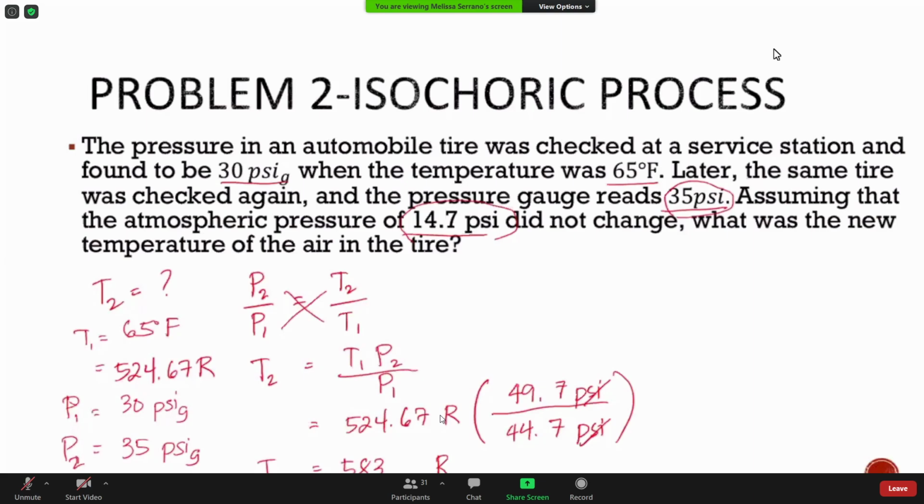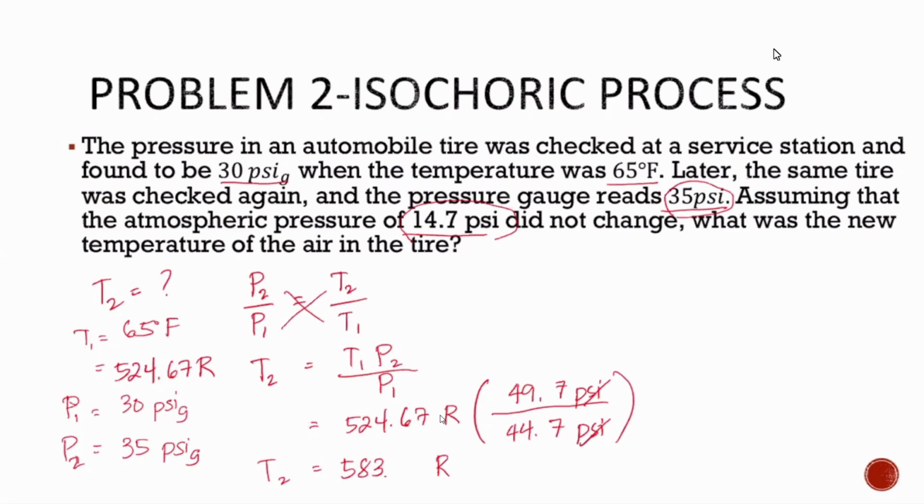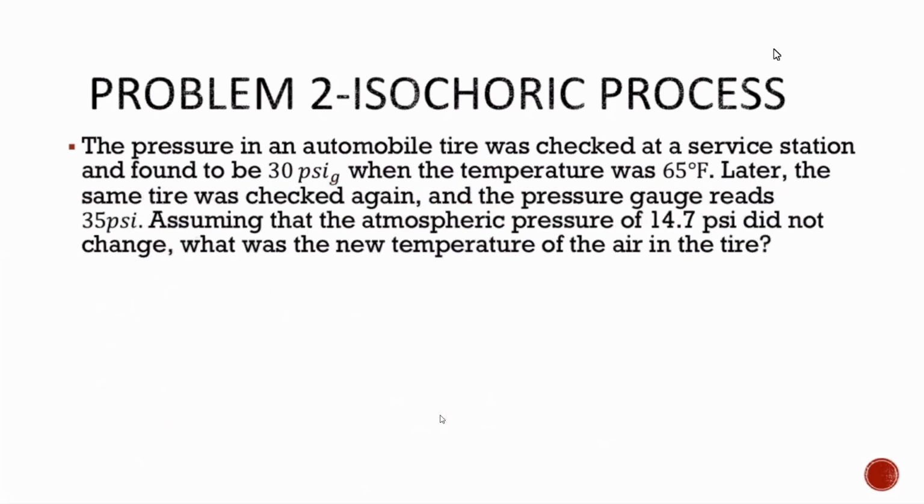I-round up po ba? 36 po. 86? 36. Sorry. Okay, 583.36 Rankine. Okay. Okay, question. Okay lang, ano? So, given naman lahat ng state relations, ng equations. So, let us proceed.